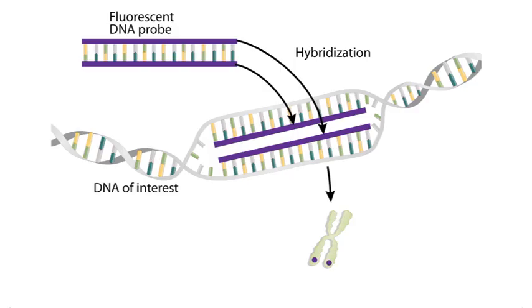This is a figure of FISH which can be found in Section 5 of Lab Techniques. Notice that a fluorescent DNA probe, which you can see right here, is combined with a sample of DNA. The probe hybridizes, so undergoes hybridization, with the complementary strand of DNA, which can then be visualized on a chromosome. You can see that right here.